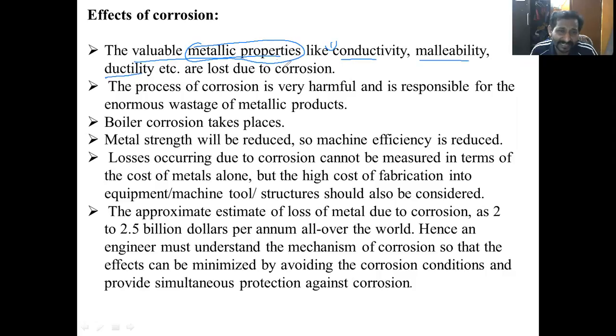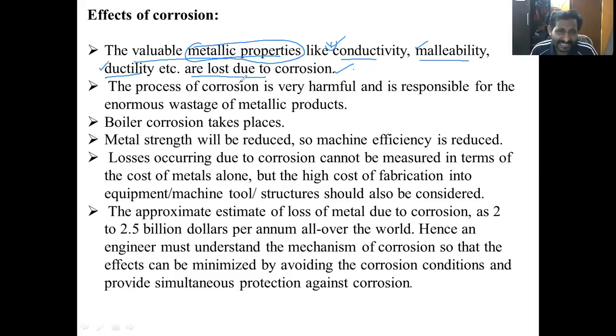Malleability and ductility mean the metals can take whatever form, like sheets or thin threads. These are easily formed in metals. So these valuable properties are lost when the metal is corroded, because once the metal is corroded, the valuable properties of conductivity, malleability, and ductility will be lost.